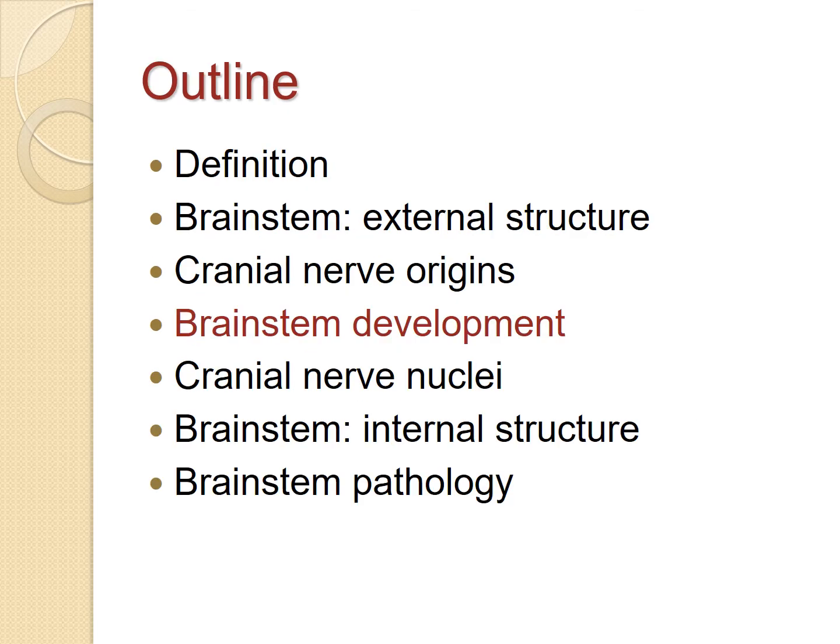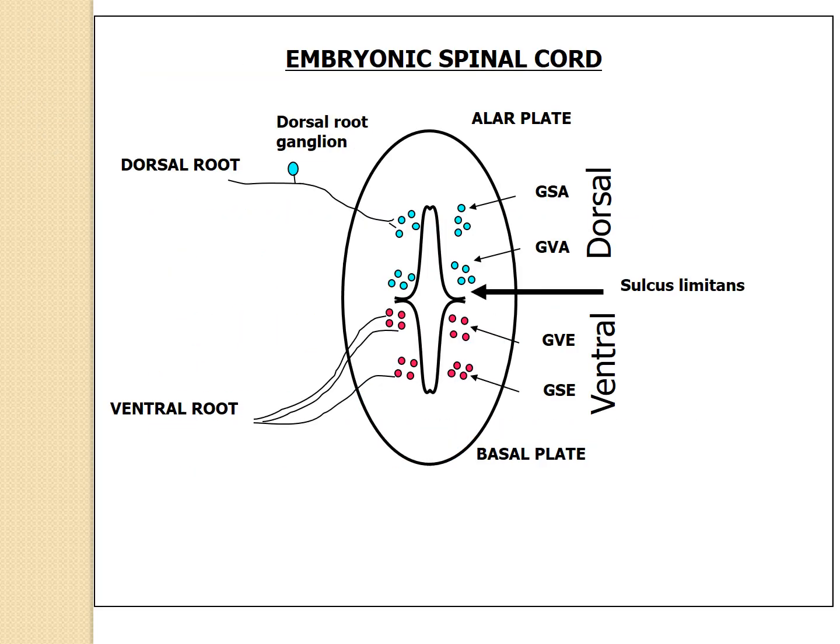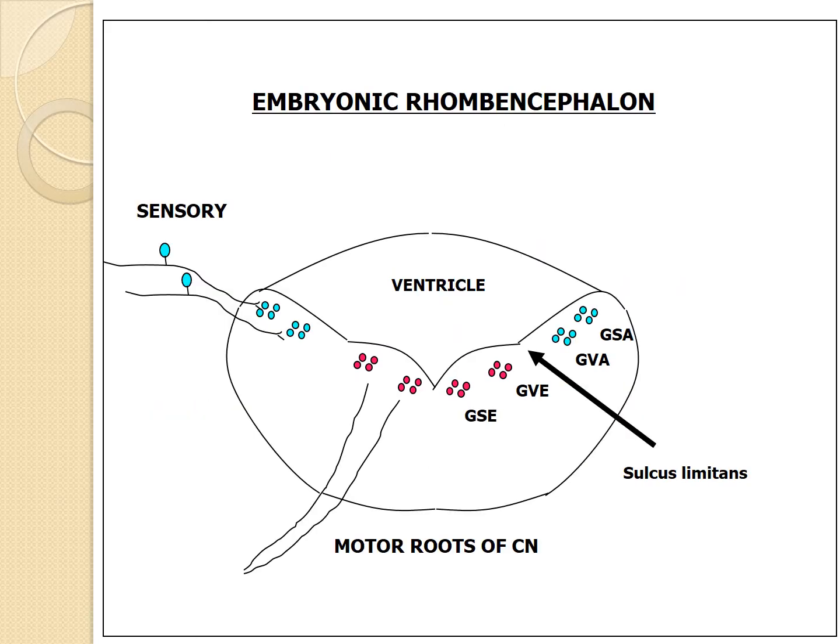Okay, so now we're going to quickly go over some embryology. So in the embryonic spinal cord, information enters via the dorsal root and leaves the spinal cord via the ventral root. Note the positions of the GSA, the GVA, GVE, and GSE. In the brainstem, the alar plate divides into two to form a ventricle. Notice that the afferent nuclei, mainly involved in sensory function, are lateral and efferents are medial, mainly involved in motor function.